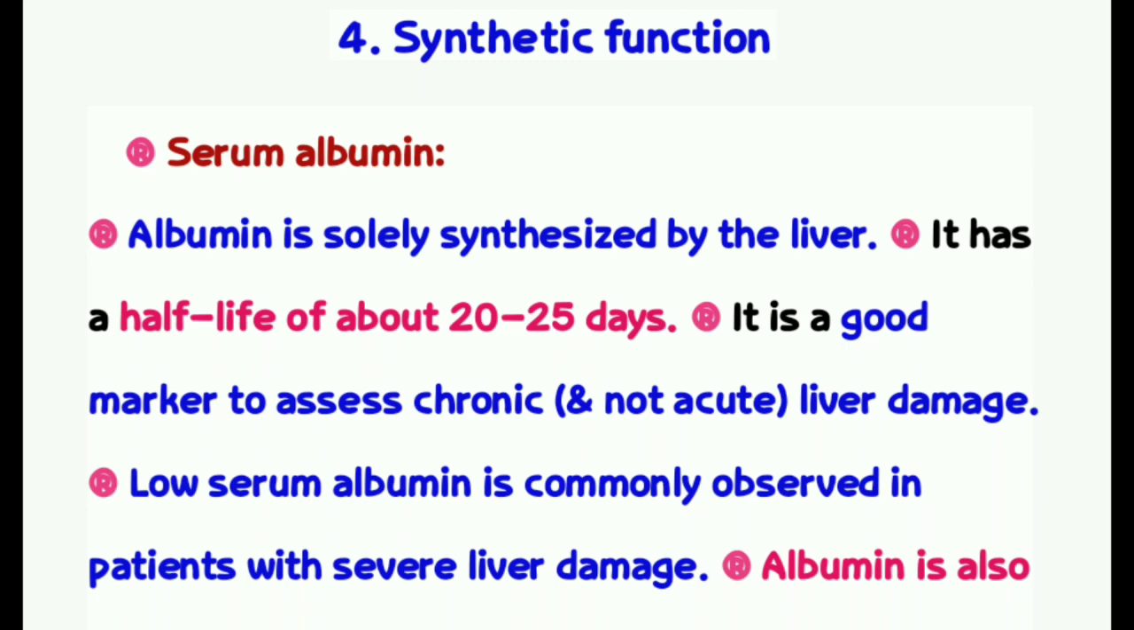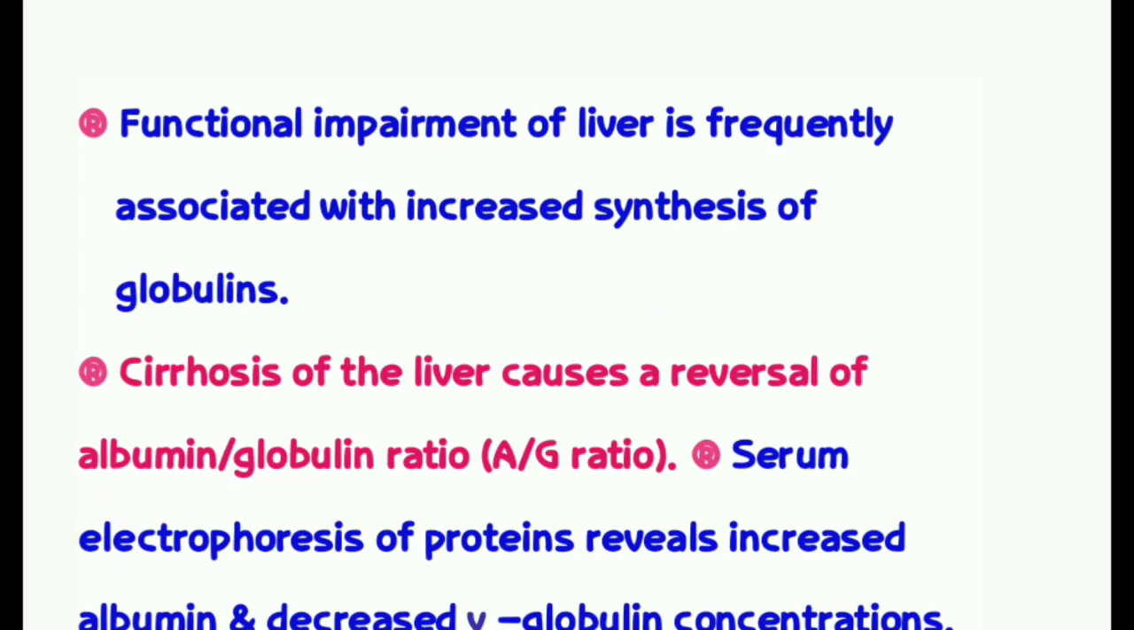Synthetic functions. Serum albumin. Albumin is solely synthesized by the liver. It has a half-life of about 20 to 25 days. It is a good marker to assess chronic and not acute liver damage. Low serum albumin is commonly observed in patients with severe liver damage. Albumin is also decreased in malnutrition.